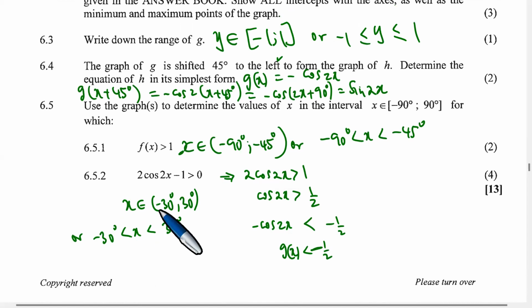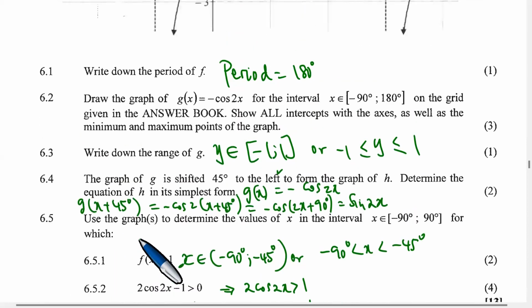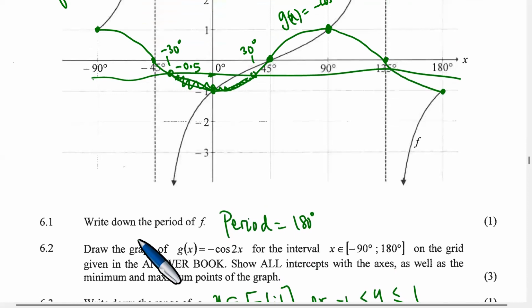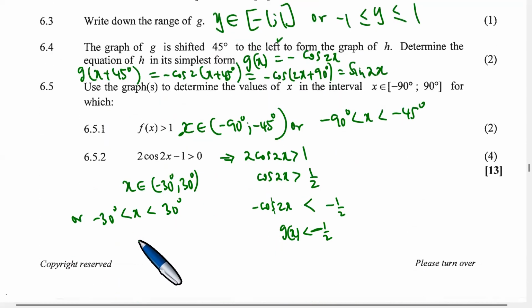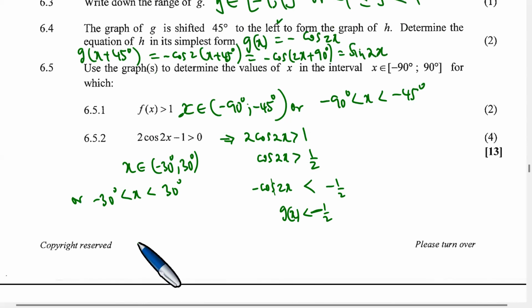Right, so when it's true, you use the graph and you manipulate it like this, and you're able to see that when g is less than minus 1/2, it is when x is between those. Okay, x is between those.